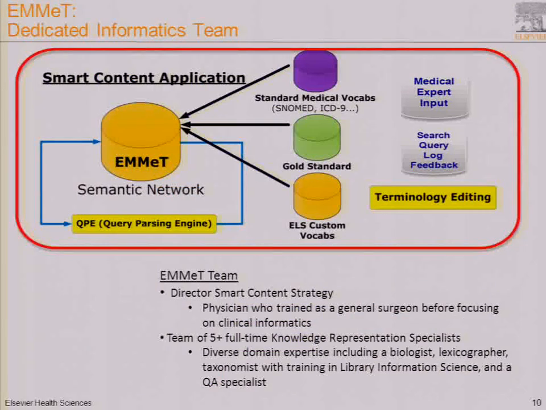Okay. So how do we do this? Like I said before, we leverage standard medical vocabularies, SNOMED CT, ICD-9, etc. We also use other Elsevier in-house resources like Gold Standard, which is a pharmacology or drug database, and some custom vocabularies that we're building. We have a dedicated team of full-time knowledge representation specialists working on this. They look through the search logs, they look through books, etc., to identify synonyms, to identify new terms that we want to add in there. So it's a constant process of improving that's going on here.